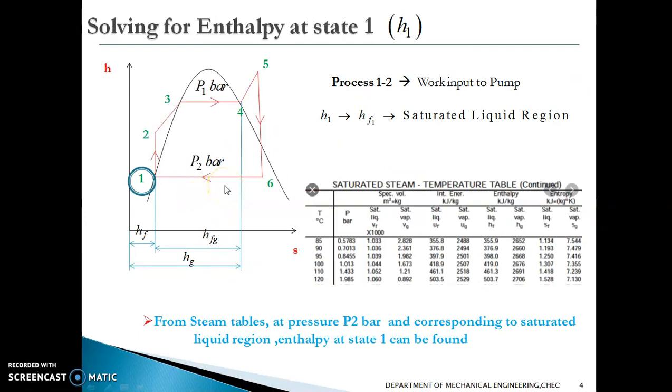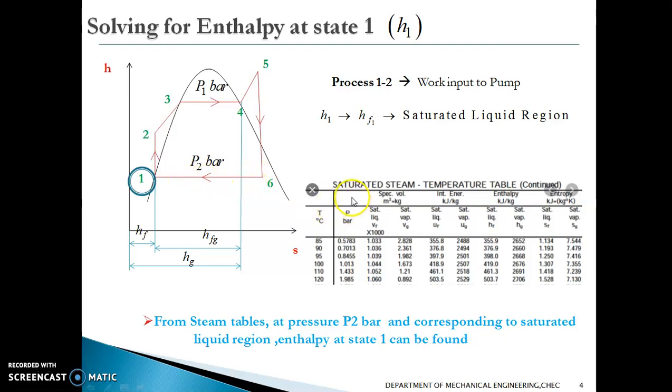Coming to state 1, we are going to find the enthalpy at state 1, that is h1. Since h1 is a point on the saturated liquid region, it should be denoted with hf1. f denotes the saturated liquid condition. So h1 can be represented as hf1. hf1 can be directly found from the steam tables, and h1 lies on the pressure P2 bar line.